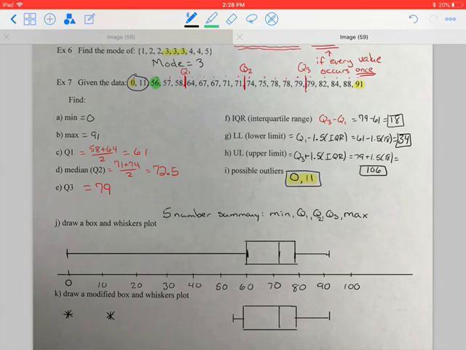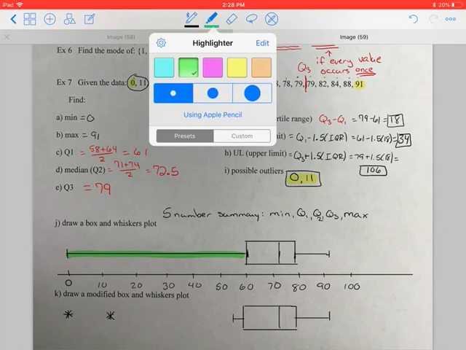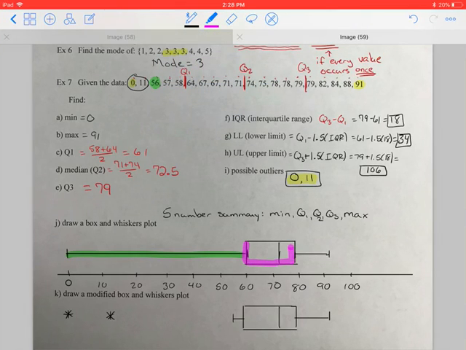So the idea behind the modified box plot is, let's just say I'm the teacher and I'm looking at the test scores. If I look at the first one, it's really hard for me to tell how many scores there are between 0 and, what is that, 61? So I can't tell if there's a lot of scores there. What I do know is that half of my scores are in here. All right, so there's half my data.